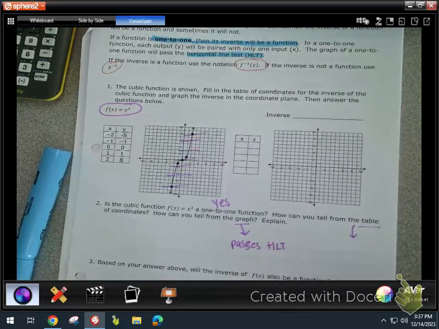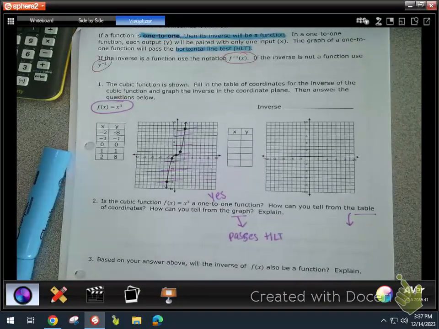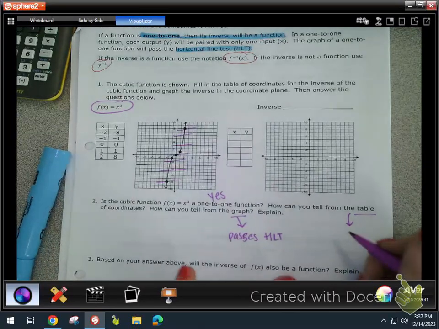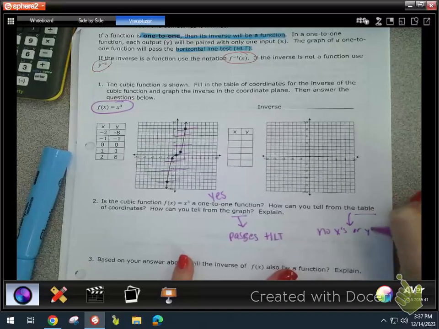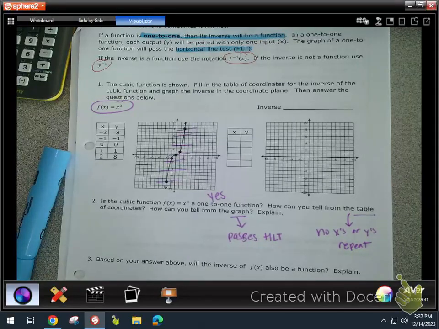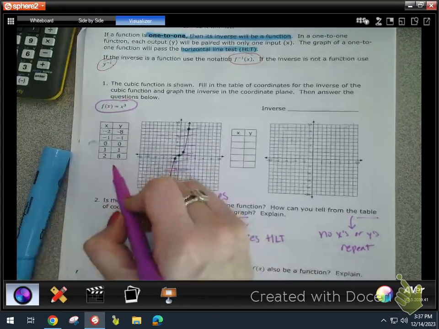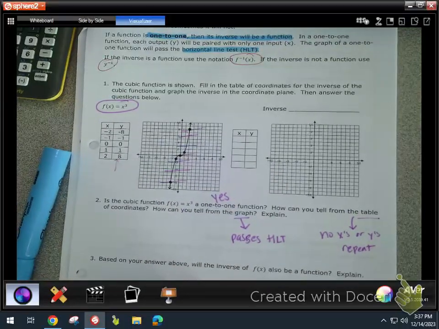Okay? From a table, how you can tell, I kind of talked about that up there. To be a function, x's can't repeat. To be a one-to-one function, what else can't repeat? Y's. So we would say no x's or y's repeat. You can have a function that has repeating y's. A quadratic has repeating y's, but those are not one-to-one. That's a preview of what we're doing next time. But if you look at these here, no x's and no y's repeat.